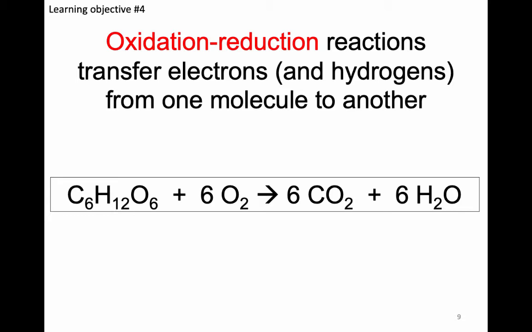And there's an acronym that can help you remember this. Oxidation is loss, which spells OIL, meaning oxidation is loss of energy, loss of electrons, loss of hydrogen. The second acronym is reduction is gain, or RIG. So reduction is gain, meaning molecules that are reduced will be gaining energy, they'll be gaining electrons, and they'll be gaining hydrogens. So oxidation is loss, reduction is gain. Your acronym is OIL RIG.